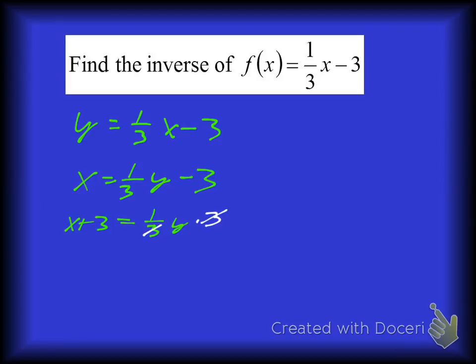And when you multiply the left side by 3, you have to make sure you distribute. You do the whole thing, because you're multiplying the whole side, not just the x. So you get 3x plus 9 equals y. Function notation.